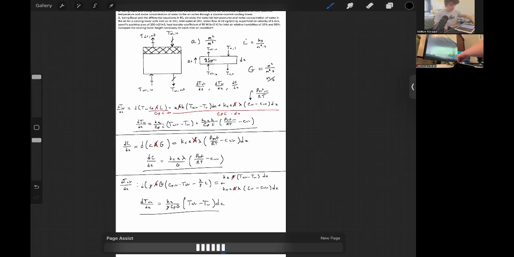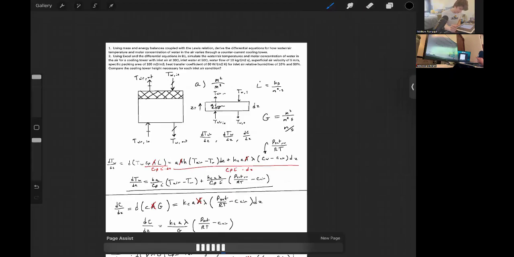cooling tower. So at this point, we're going to be going to Excel and actually using the math here to solve, sorry, to derive the differential equations for the water and air temperatures and the molar concentration. Now we're going to take these equations to Excel to see how the air varies throughout this countercurrent cooling tower.